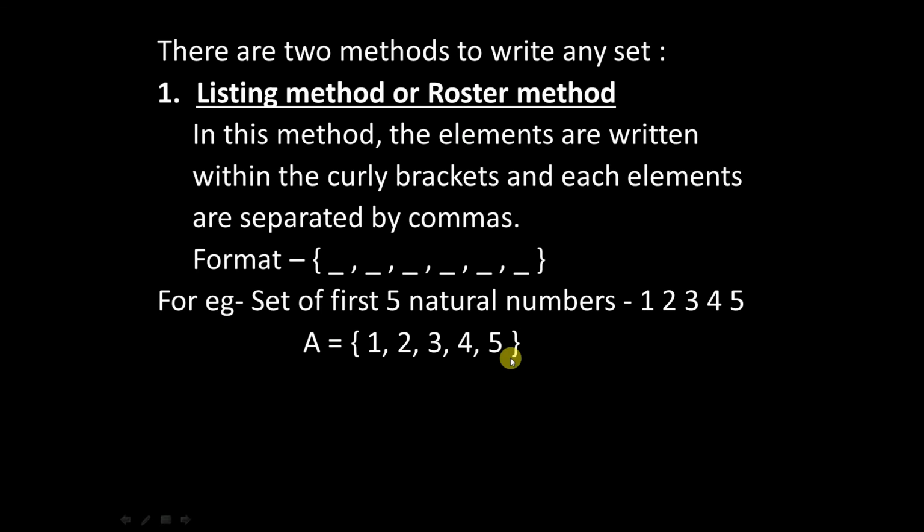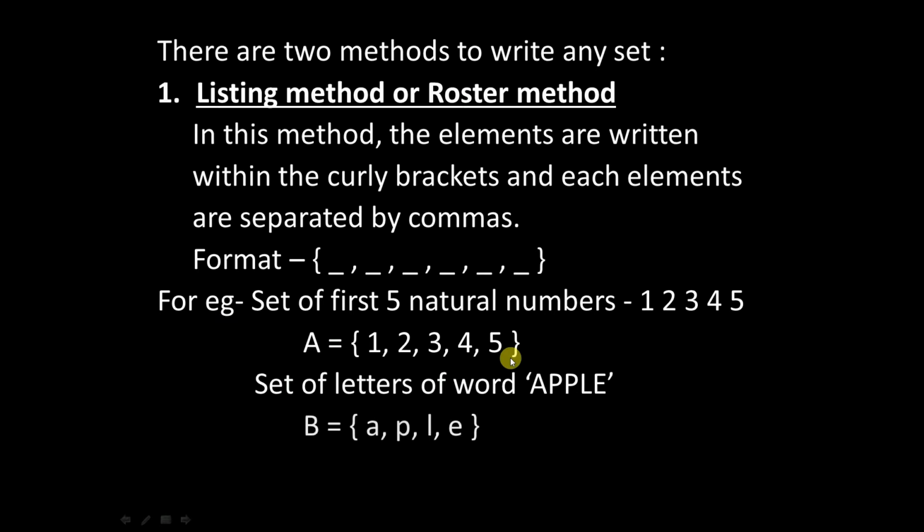Let us look at the other example. Consider you have to make a set of the word apple. As you know, the word apple has 5 letters: A, P, P, L, E. While writing the set, you again have to consider the name of the set. I have considered B and I have written the elements. But while writing the elements inside the set, you always have to write them in small letters.